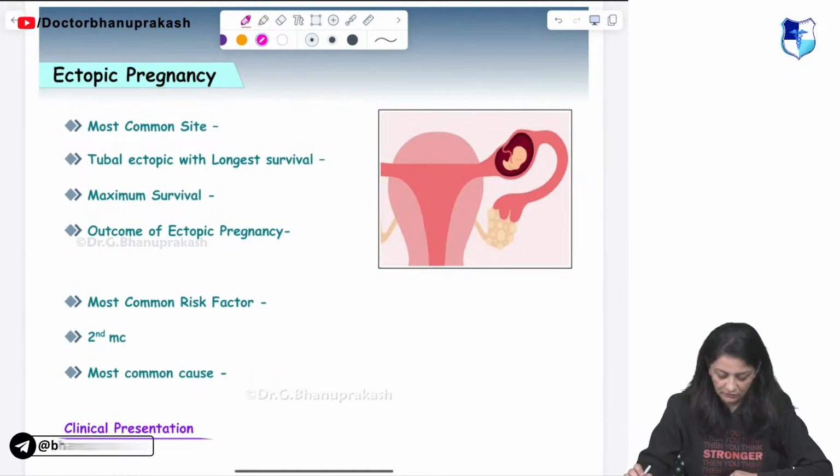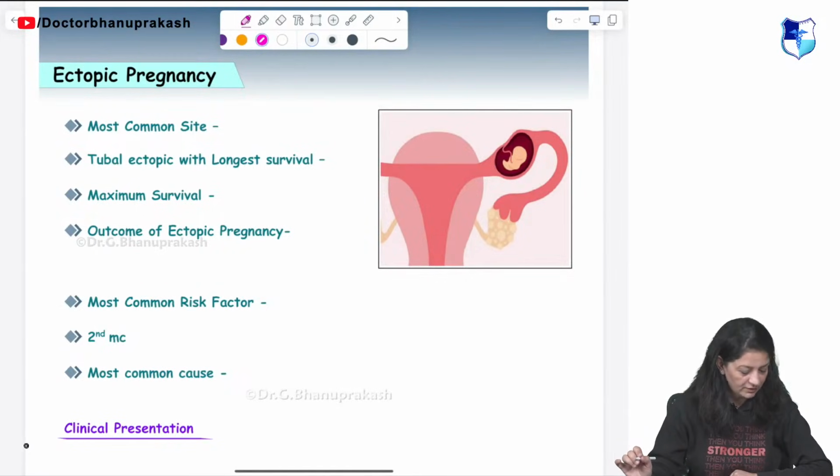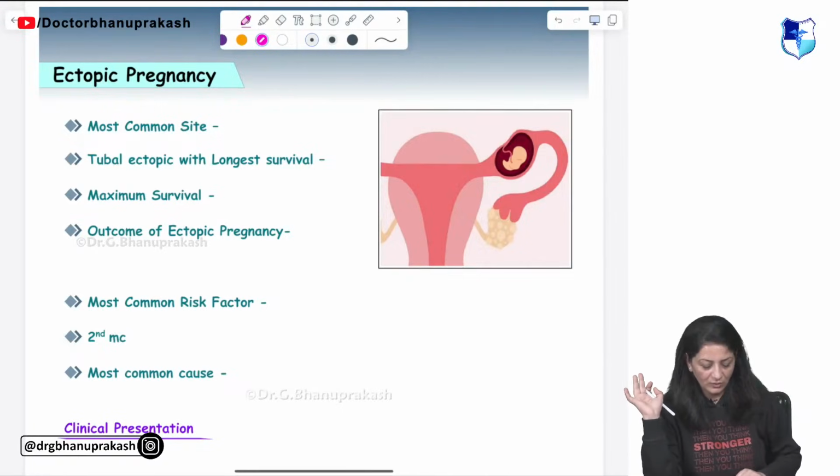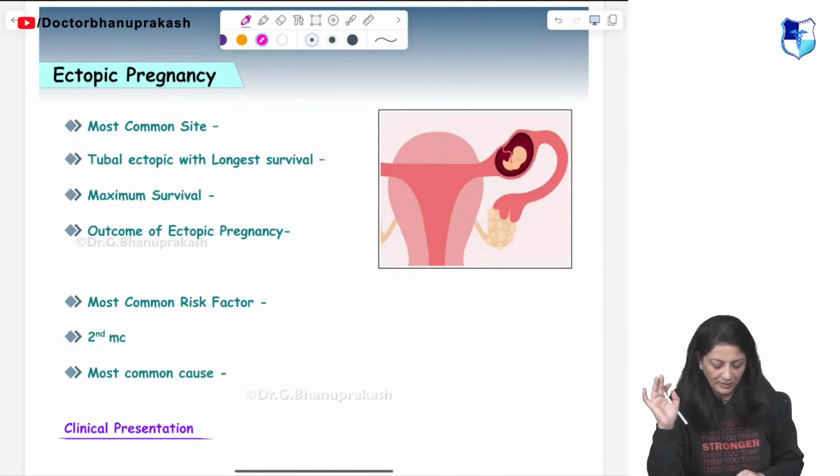Ectopic pregnancy. Very, very important. If the implantation of the blastocyst occurs outside the uterine cavity, this is called ectopic pregnancy. So what is the most common site? This will be in everyone's tips. What is the most common site of ectopic pregnancy?